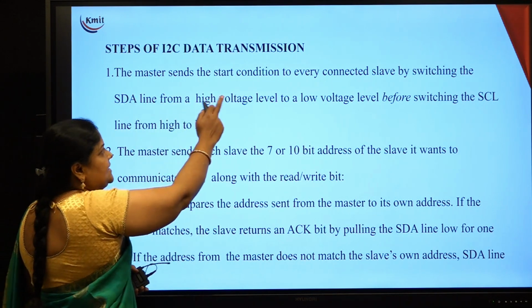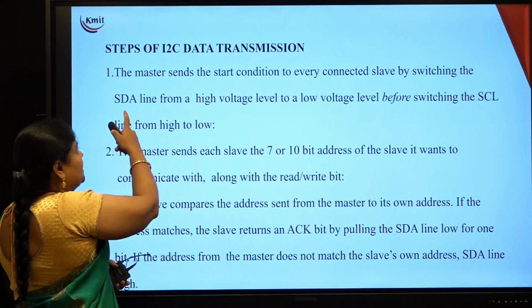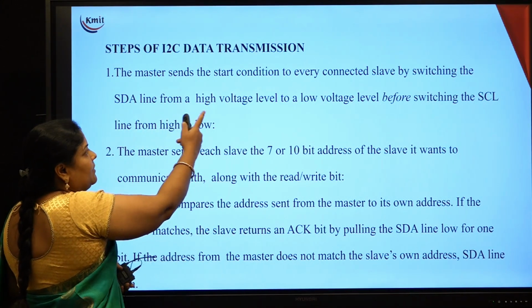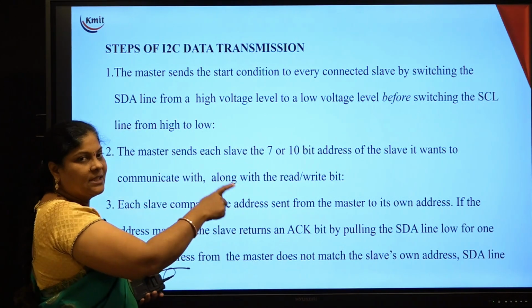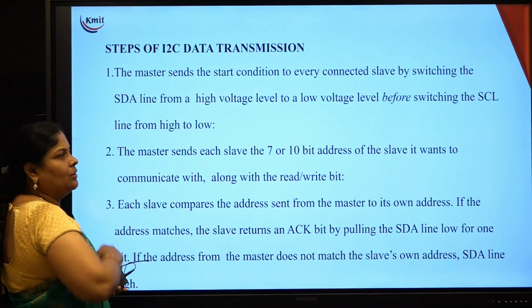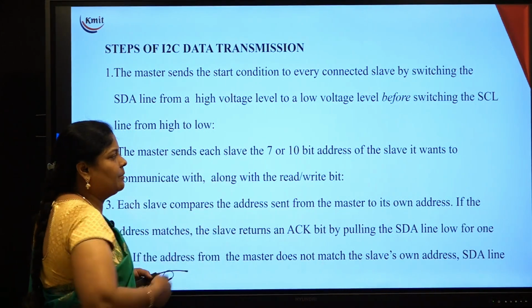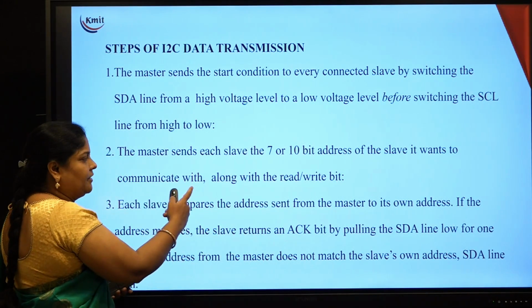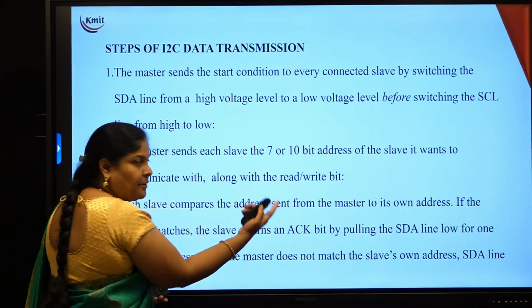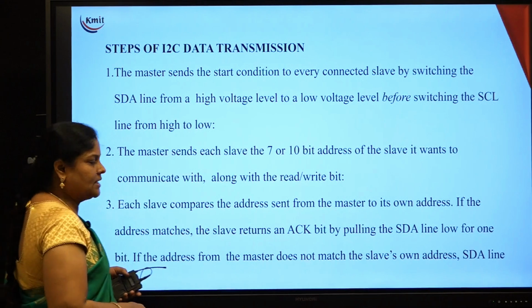First, the master sends the start condition to every connected slave by switching the SDA line from a high voltage level to a low voltage level before switching the SCL line from high to low. Second step is the master sends each slave the 7-bit or 10-bit address of the slave it wants to communicate with, along with the read or write bit. If it wants to read, it will send the read bit. If it wants to write, it will use the write bit.